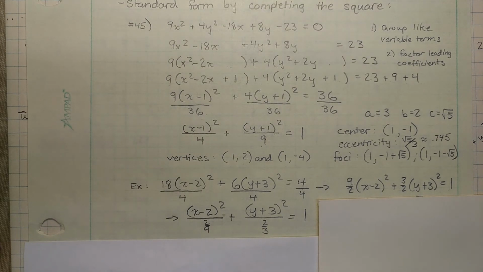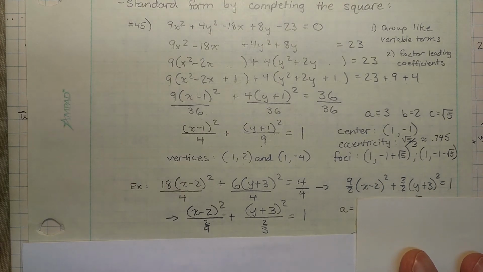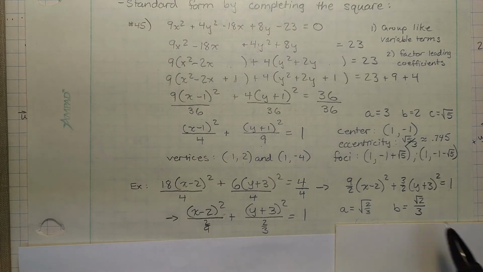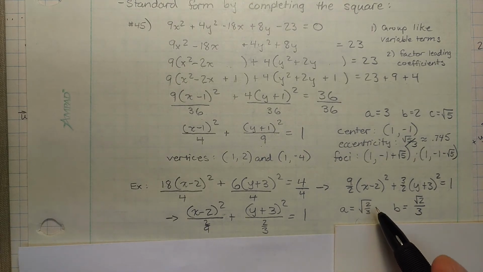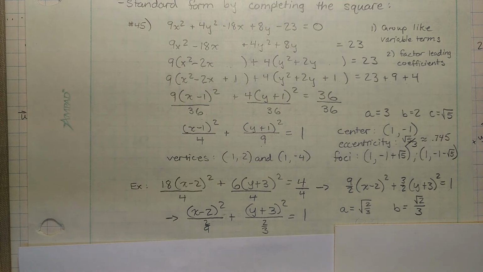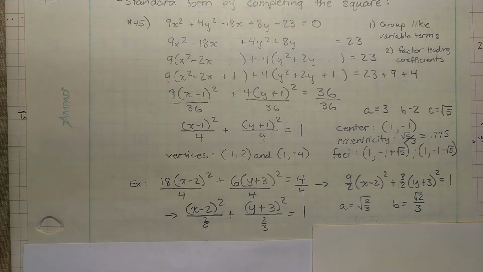2/3 is actually bigger than 2/9, so this is another vertically oriented parabola. So I know that my a would be the square root of 2/3. B is going to be the square root of 2/9, which is actually the square root of 2 over 3. And notice this one is bigger than this one because the numerators are the same, and this one's denominator is smaller. So if you divide by a bigger denominator, it's a smaller number. So now that's how we would do one like that.